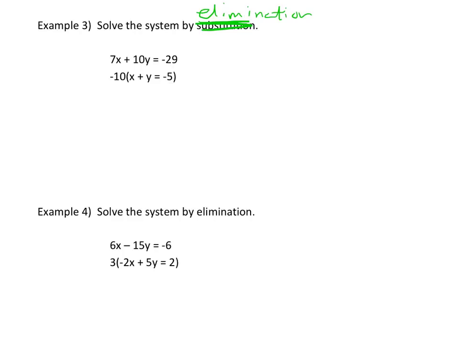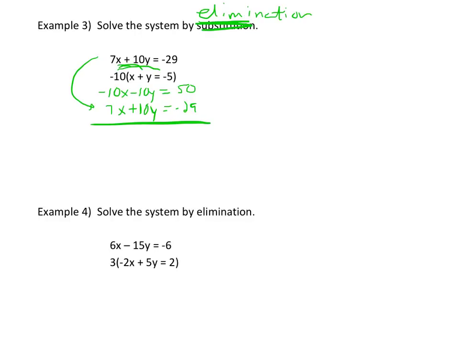So again, we want to align our x and y, but we notice this one has a step that we must take care of first, and that is that we must distribute our negative 10. If we do that, we get negative 10x minus 10y equals a positive 50. Now I'm going to bring this one down below so you can more easily see what our two equations are. And notice that our x's and y's are aligned.